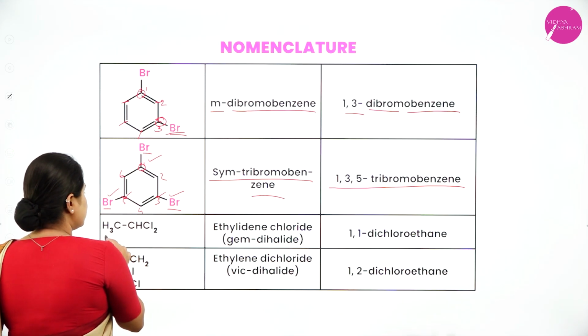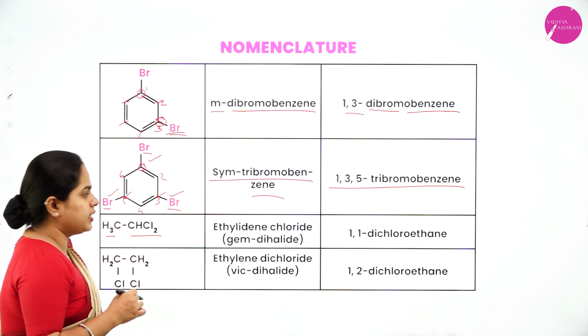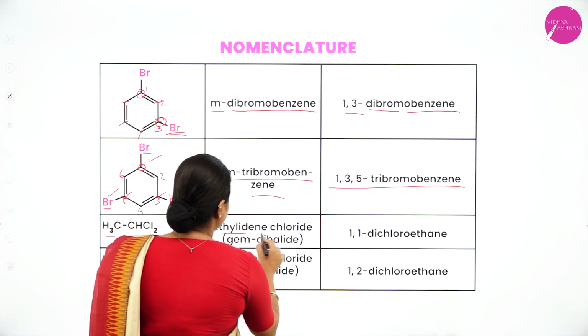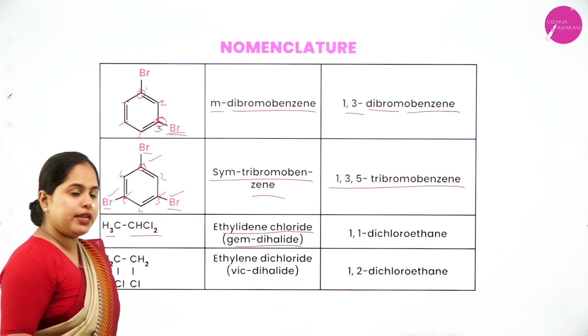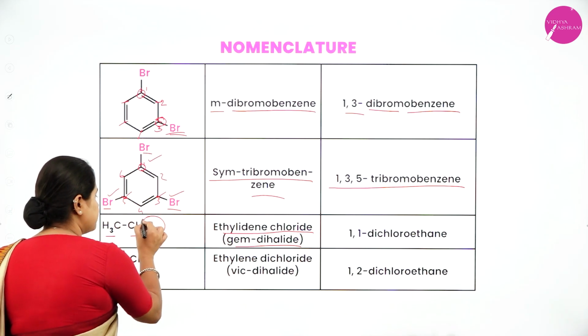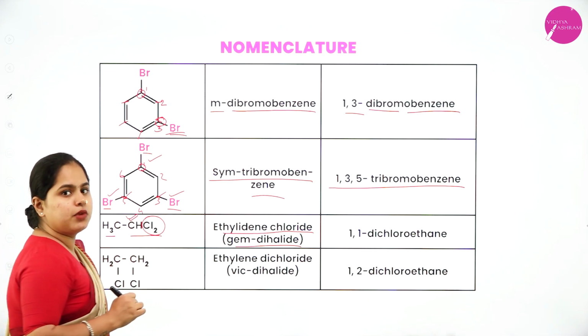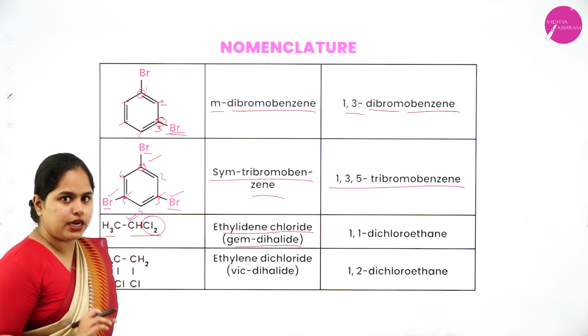Now moving on to the next one, CH3CHCl2. Its common name is ethylidene chloride or geminal dihalide. Now, why is it called a geminal dihalide? Both the halogen atoms are present on the same carbon atom. Then we call it a geminal dihalide.